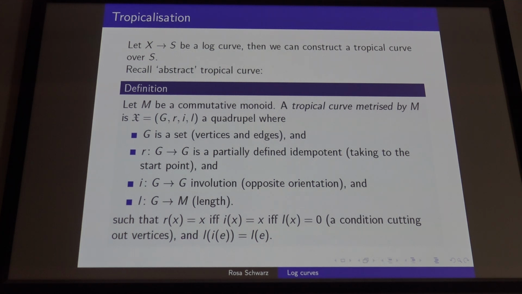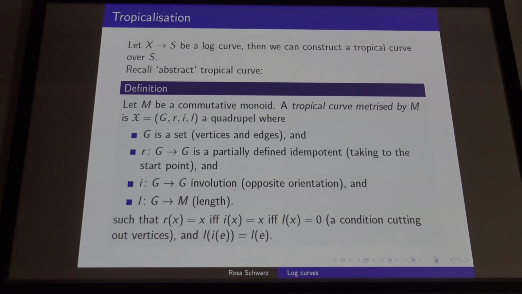And this was the definition of such a tropical curve. You had a set of vertices and edges, and every edge, what you expect to be an edge, was now two edges, one in one direction, one in the other. And we have a function r, which takes your edge to your starting point, which need not be defined, so your edge can go into nowhere. And an involution saying, hey, my edge has a partner with the same length, and it switches those around. And something called length in your monoid N.